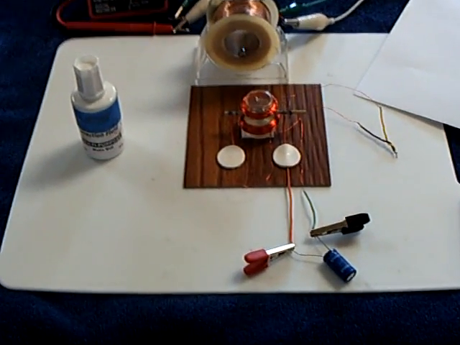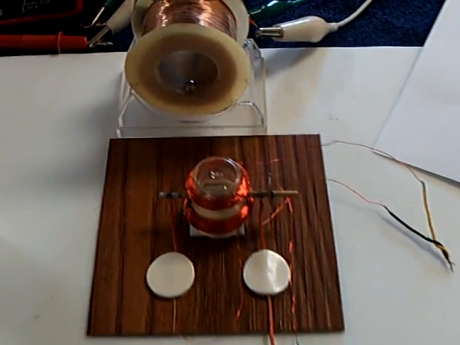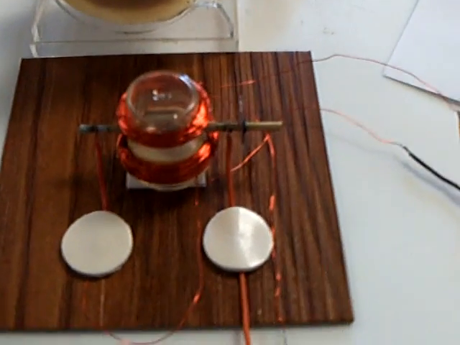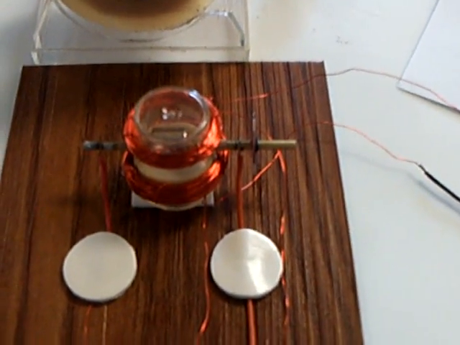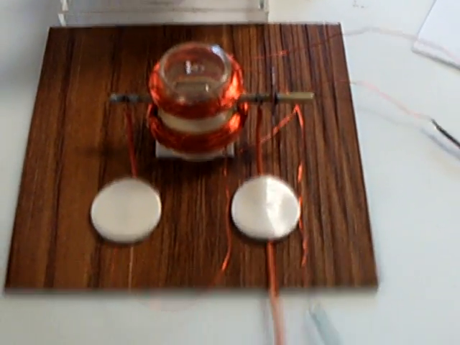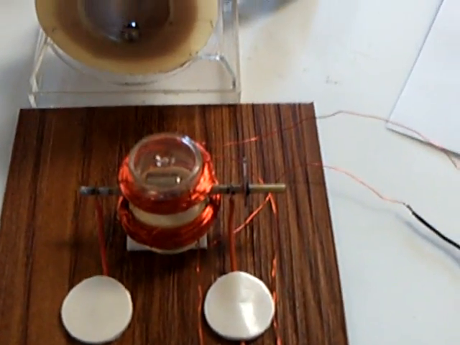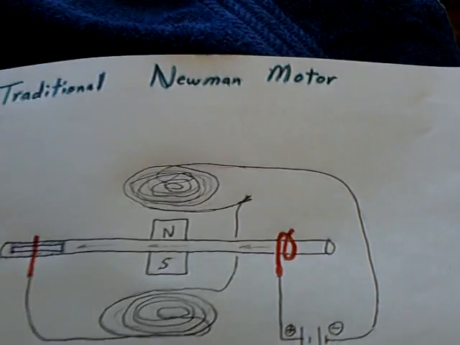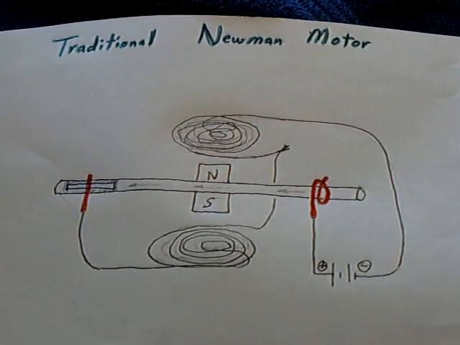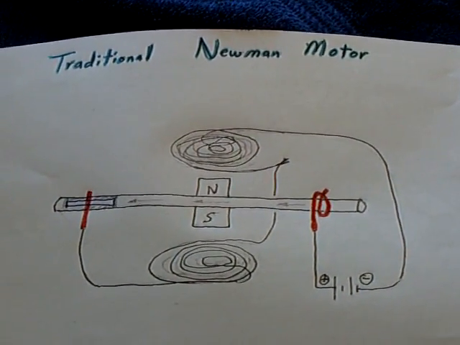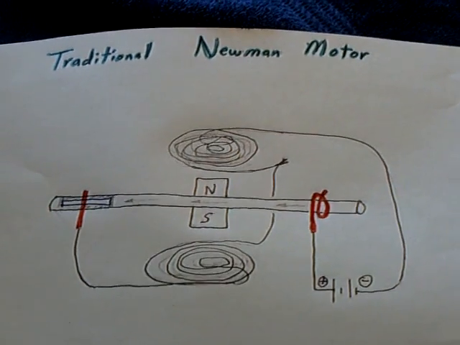Alright, well, I went ahead and wired up this little motor that I showed in my last video, like a true Newman motor. It was not wired up like a Newman motor in that last video with the reed switch, but this one is. And this is the traditional Newman motor.